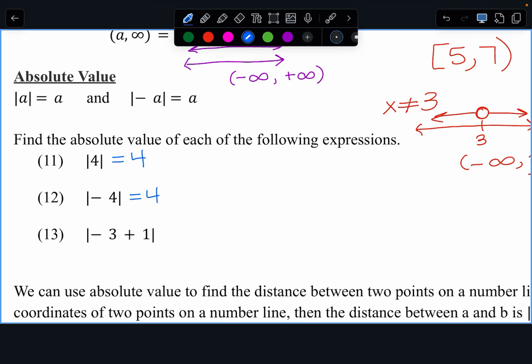How do we solve number 13? Okay, so we're going to simplify inside first. Think of absolute values like a big set of parentheses where you do the stuff inside first and then make it positive. So negative 3 plus 1 is negative 2, but you're still taking the absolute value of your overall answer. So the absolute value of negative 2 is 2.